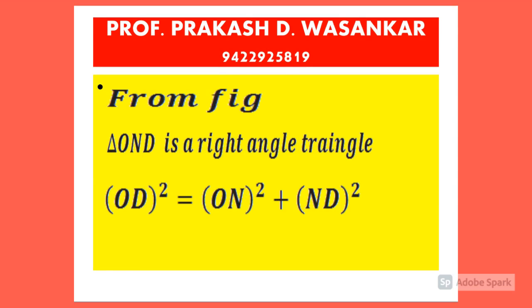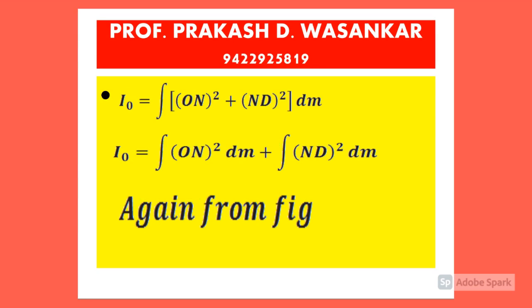From the figure, triangle OND is a right angle triangle. By using Pythagoras theorem, OD square is equal to ON square plus ND square. Put OD square in IO. Therefore, IO is equal to integration of (ON square plus ND square) into dm. By using the addition rule in integration, we get integration ON square into dm plus integration ND square into dm.